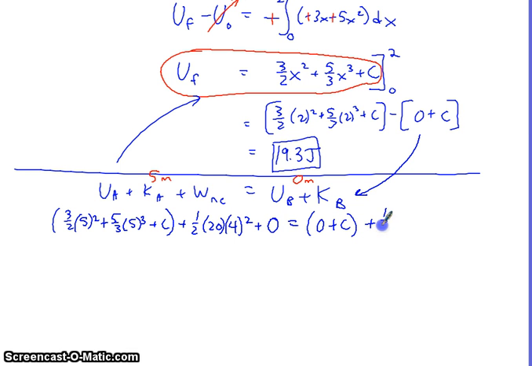And then the kinetic energy at B is 1/2 times m, which is 20, times the speed at B squared. You've got a c on both sides of the equation, but that'll cancel out. You can do the rest of the math and find out that the speed at B is equal to 6.37 meters per second.